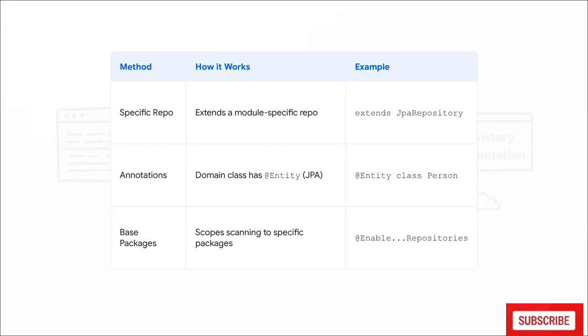So what happens if your app gets really complex? Like what if you're using both JPA for a relational database and Spring Data MongoDB for a NoSQL database? How does Spring know which repository belongs to which? It's got a few clever tricks. First, it'll check if your repository extends a specific one, like JpaRepository. If not, it'll look at the annotations on your actual entity, like @Entity for JPA. And if all else fails, you can just explicitly tell it which packages to scan for each module.